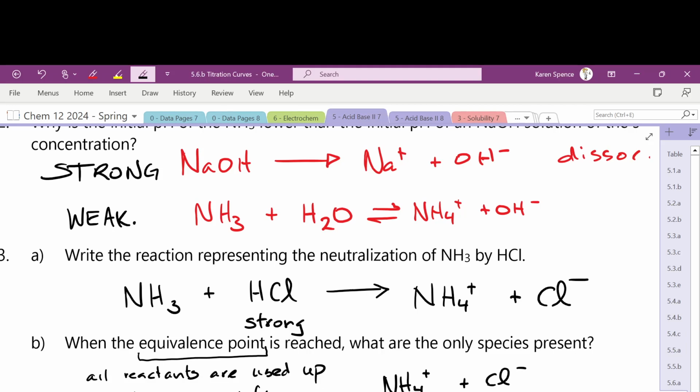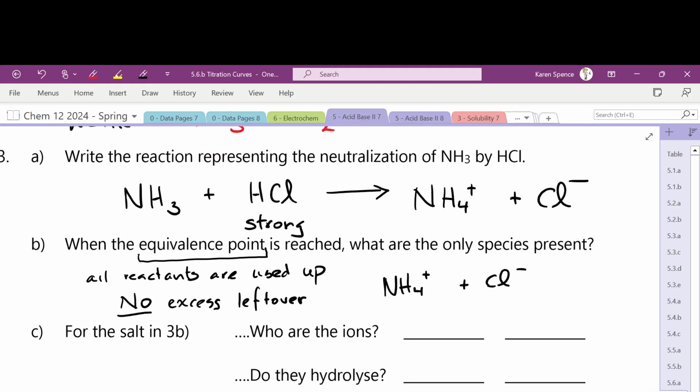At the equivalence point, look at the salt. At the equivalence point, look at the salt. At the equivalence point, look at the salt. Okay. All right. Who are the ions in our salt? NH4 plus and Cl minus.